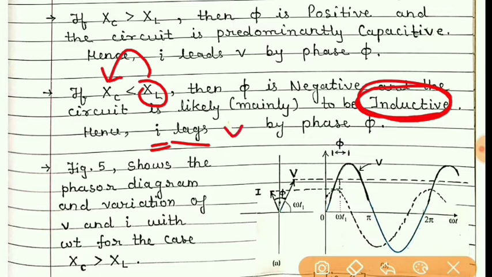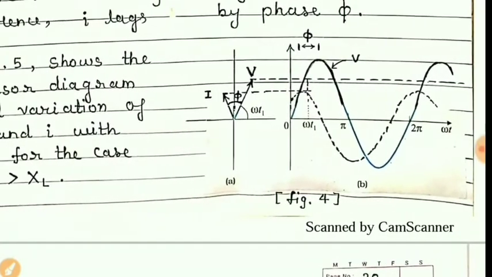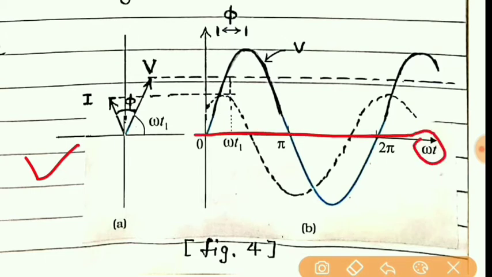So in this case current leads, but in this case current lags behind the voltage by phase phi. Now this figure is the combination of the phasor diagram and the graph of omega t, I and V. Here you can see the angle between I and V is denoted by phi.